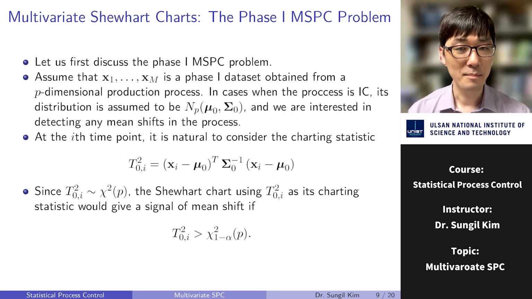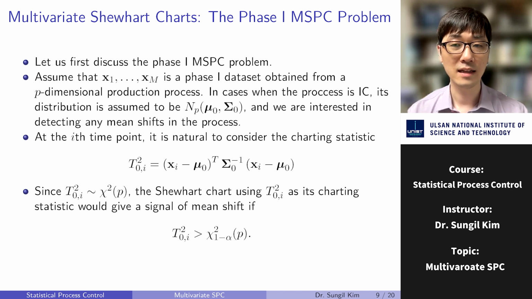At the ith time point, it is natural to consider the charting statistic T-square based on the concept of statistical distance. Because this statistic is known to follow a chi-square distribution, it gives a signal of a mean shift if T-square is greater than the 1 minus alpha quantile of a chi-square distribution.